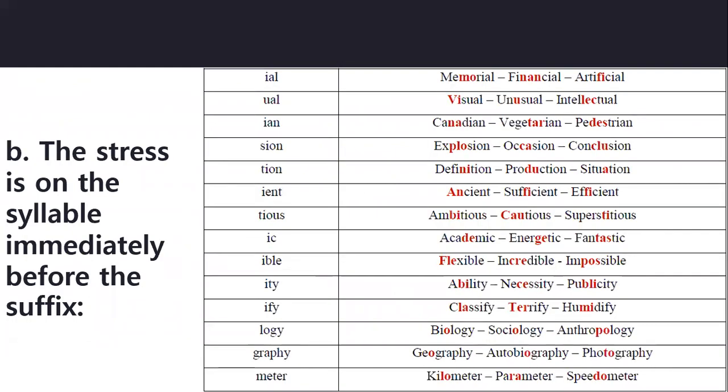The second case is where the stress is on the syllable immediately before the suffix, as in memorial, financial, artificial, visual, unusual, intellectual, Canadian, vegetarian, pedestrian, explosion, occasion, conclusion, definition, production, situation, ancient, sufficient, efficient, ambitious, cautious, superstitious, academic, energetic, fantastic, flexible, incredible, impossible, ability, necessity, publicity, classify, terrify, humidify, biology, sociology, anthropology, geography, autobiography, photography, kilometer, parameter, speedometer.